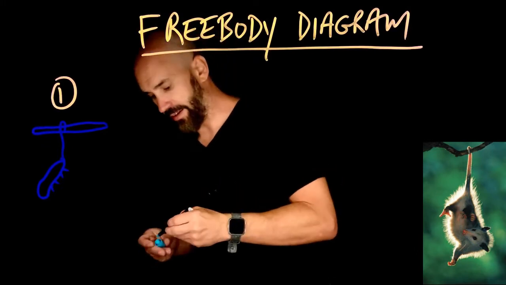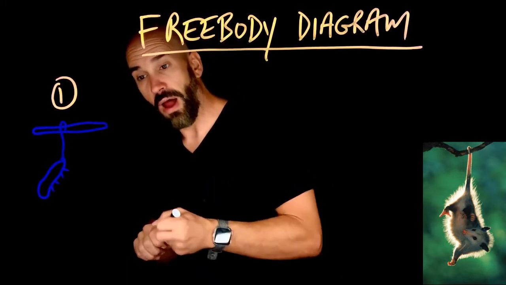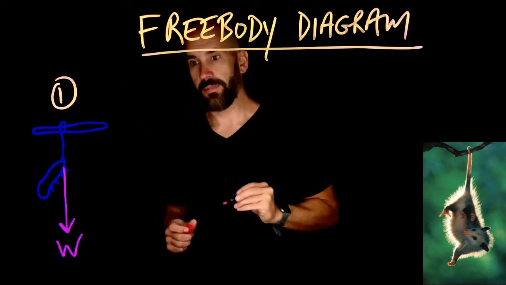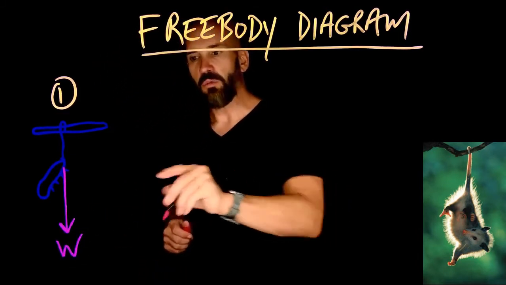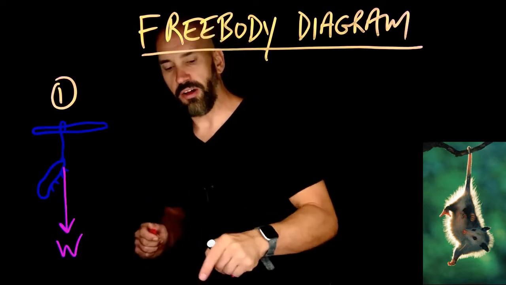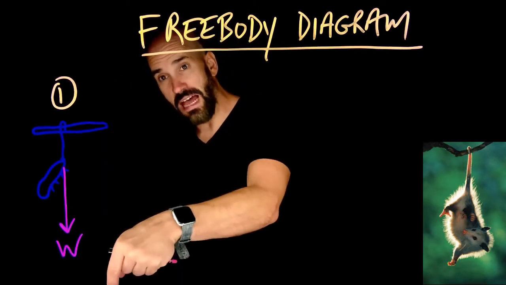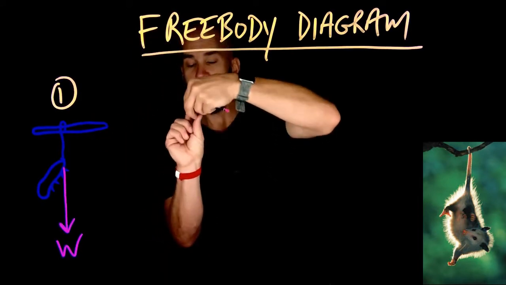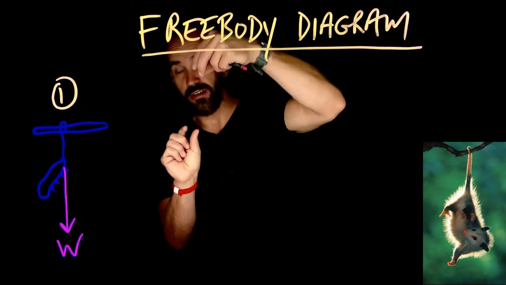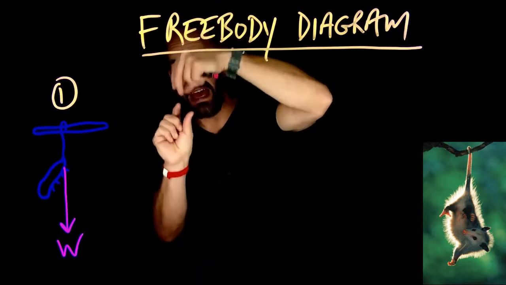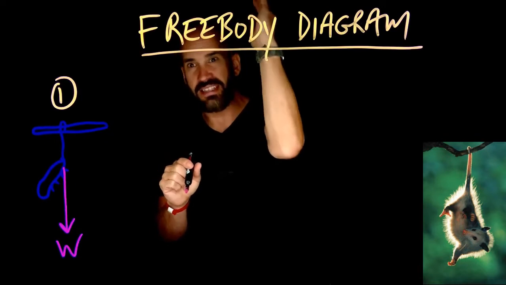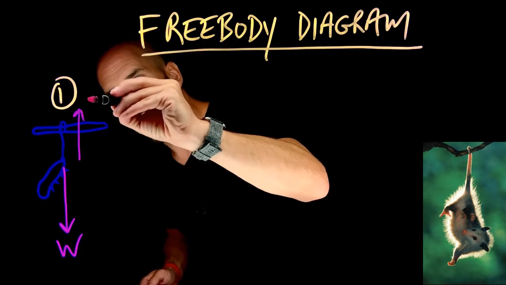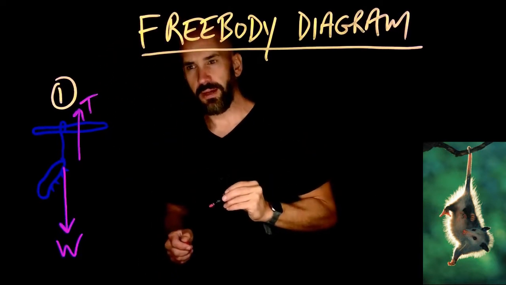Well, we have gravity. It has a weight, so I'm going to call that W. And we know it must have more than just its weight, otherwise it would fall to the ground. It would start accelerating downwards. So what's holding it up? Well, he's got this little tail, and anytime you have a tail, that's a tension. Anytime you have a rope or a chain or anything that's holding you up by a dangle, that is going to be called tension. So I'm going to put a T there for tension. Does that make sense?